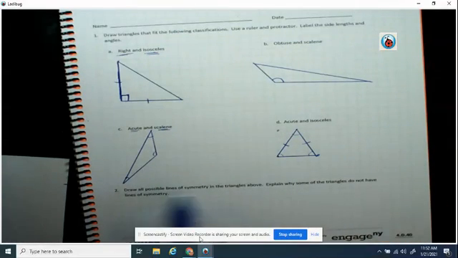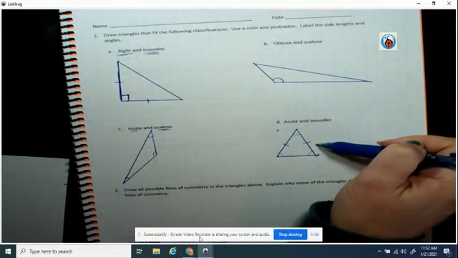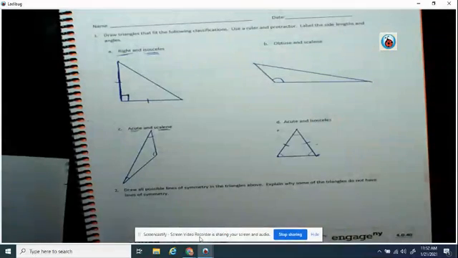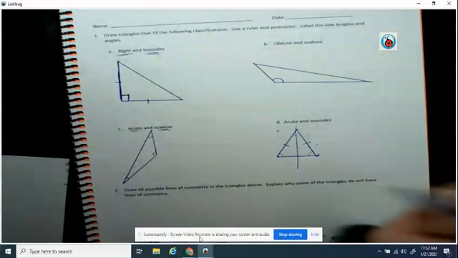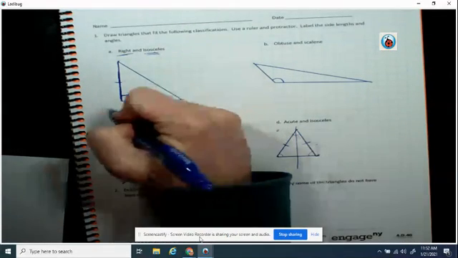Draw possible lines of symmetry in the triangles above and explain why some do and don't have lines of symmetry. So the only ones that are going to have lines of symmetry are the ones that have two sides the same, and the only place they're going to have a line of symmetry is right between where those two sides are the same. So this one would go this way, right between where the two sides are the same. That's the only place we're going to have those lines of symmetry. Scalene ones are not going to have lines of symmetry because the sides are not the same.